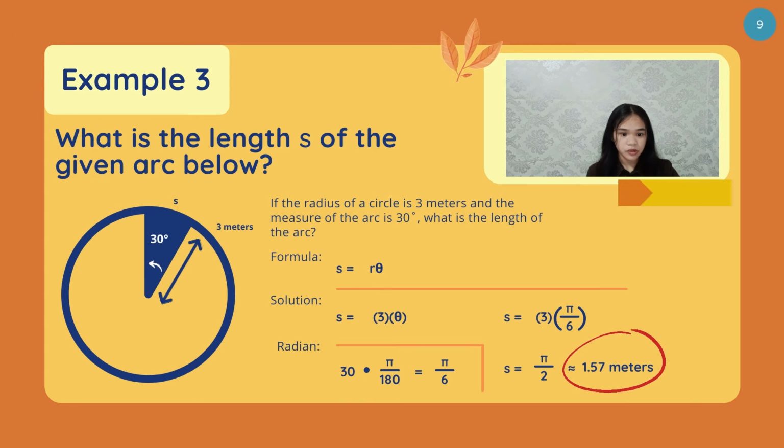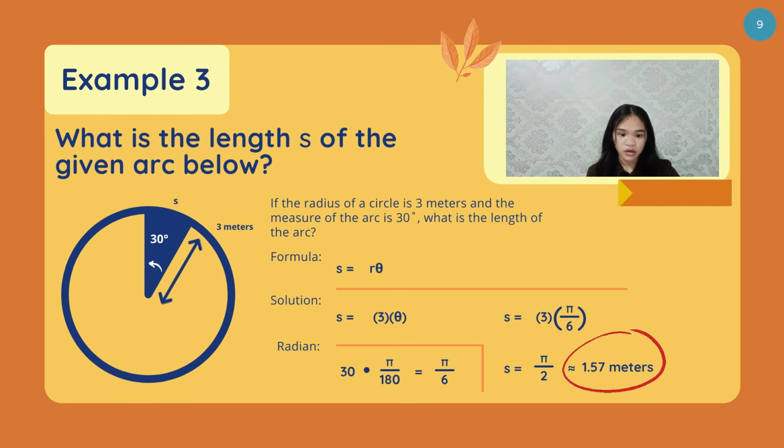Our first two examples were simple to understand. Now let us understand deeper by using the radian formula. The question is, what is the length S of the given arc below? It states that if the radius of a circle is 3 meters and the measure of the arc is 30 degrees, what is the length of the arc?